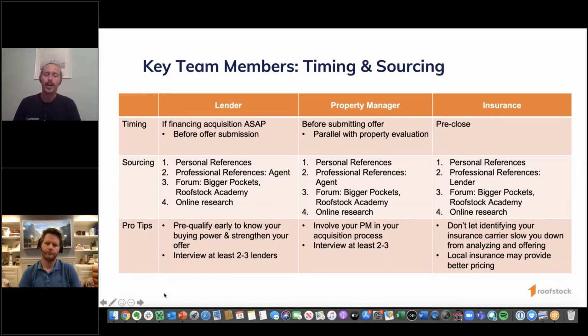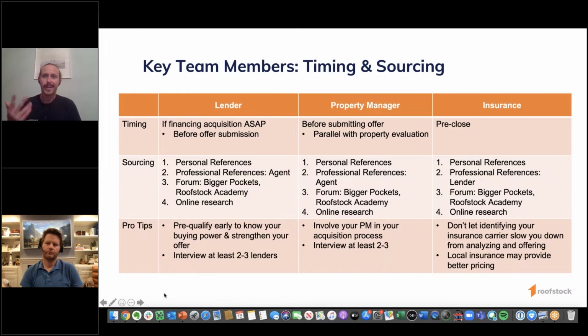Like the other sourcing, I would say personal references are huge. Talk to other people that are investing in that same market, find out who the big players are and who some of the great ones are. And then professional references, like Tom was mentioning: talk to your lender about who they've worked with in the past. Talk to your property manager about who some of their other clients insure with locally. Talk to an agent about who they place a lot of their clients' business with. And then, of course, forums like BiggerPockets, Roofstock Academy, and then online research as well.